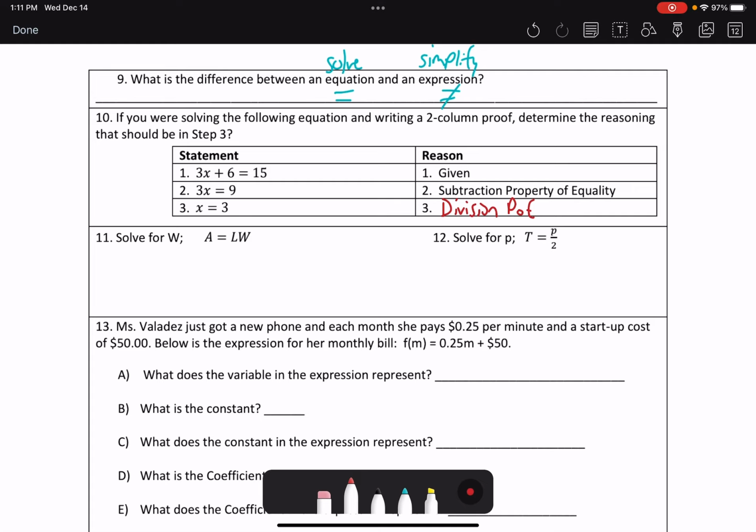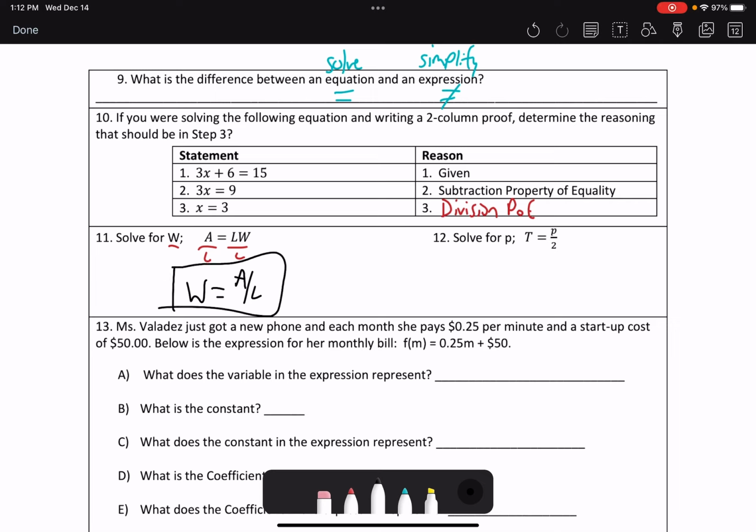Now for problem 11, we're looking at literal equations. So this is dealing with the area equation. We've got area equals length times width, and it's asked us to solve for the variable w. Well, currently, w is being multiplied by L. The inverse operation of multiplication is division. So I'm going to divide both sides by L. That means that w is equal to A divided by L.